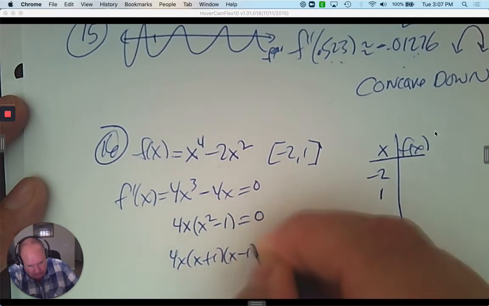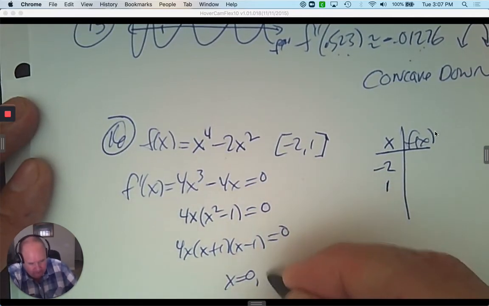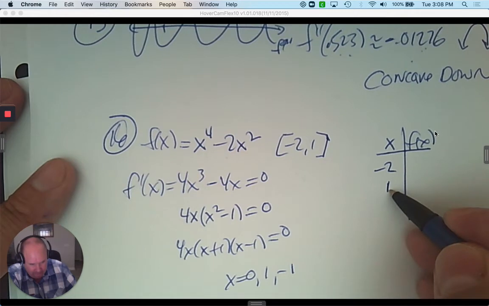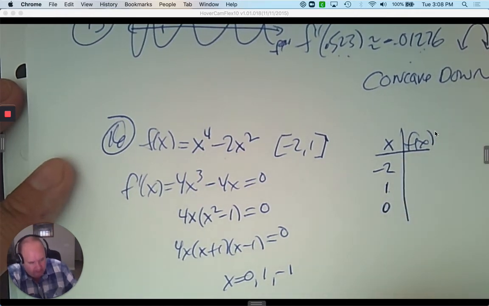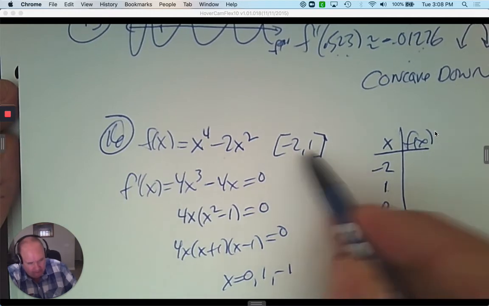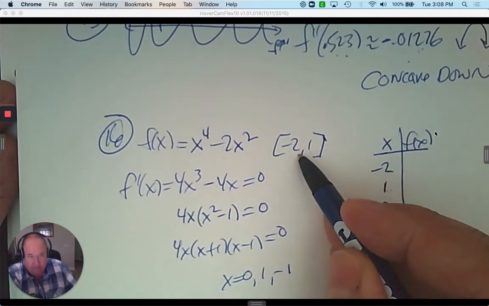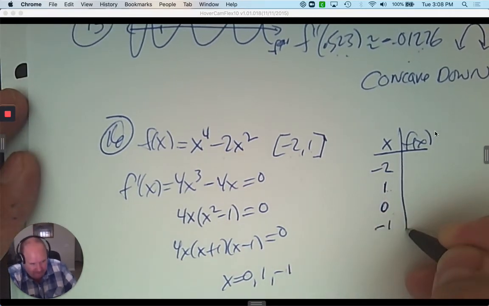x squared minus 1 is a difference of squares. So 4x gives you the answer 0. And then you have positive 1 and negative 1 from the other factors. So I already have positive 1. I need 0 and negative 1. Between negative 2 and positive 1, 0 is in the interval and negative 1 is in my interval, so both of those numbers need to be added.